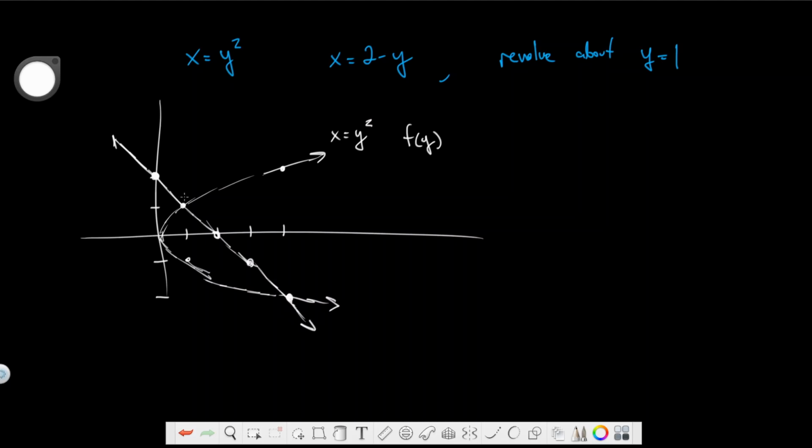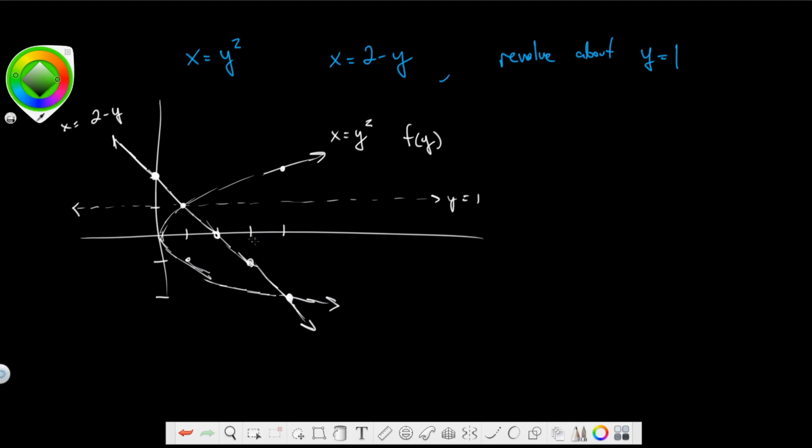All right, here is our region that we want to revolve, and we're revolving it around the line y equals 1. Let me go ahead and label this thing right here, 2 minus y. Cool. All right, let's go ahead and draw our rectangle so we can figure out all the information that we need.